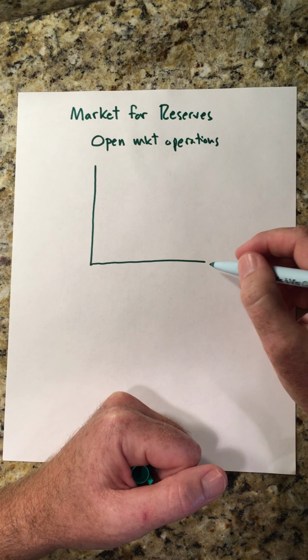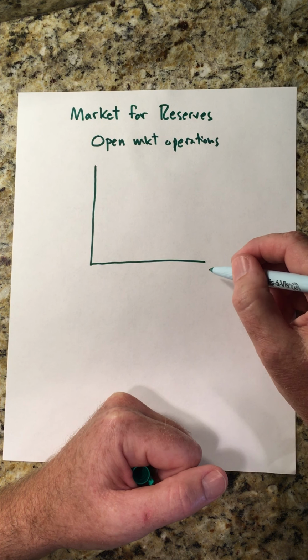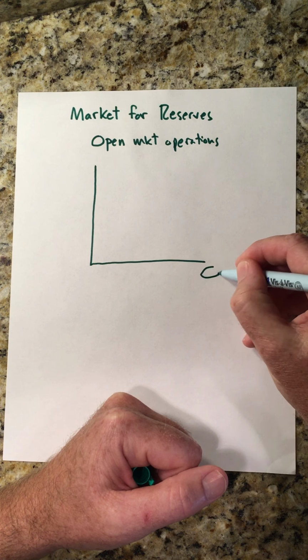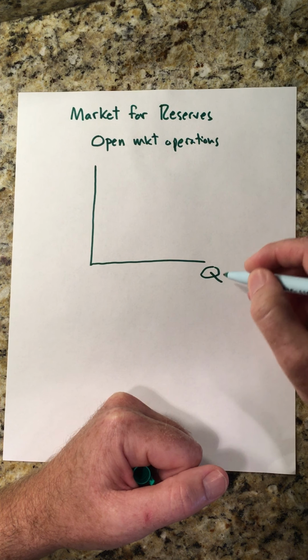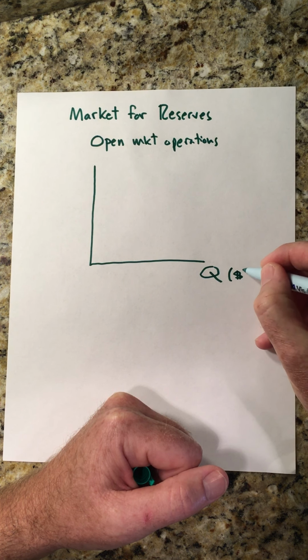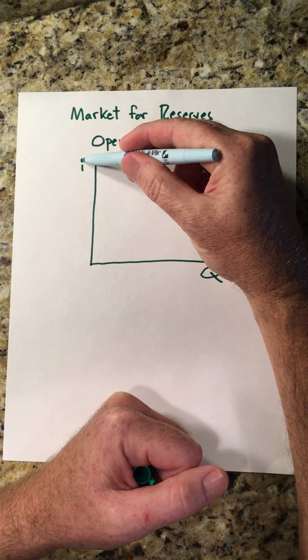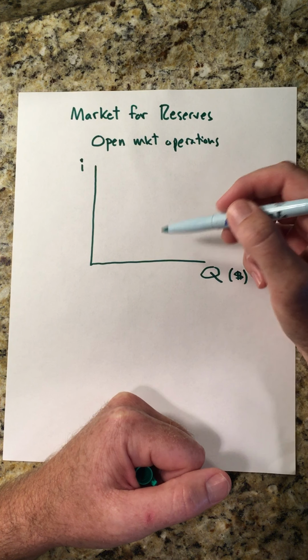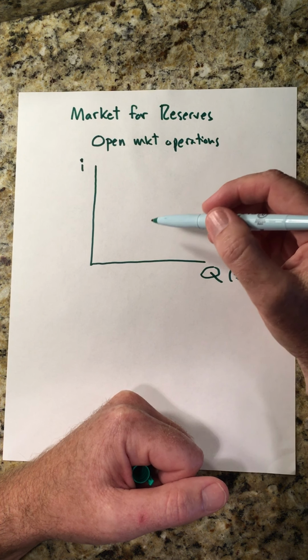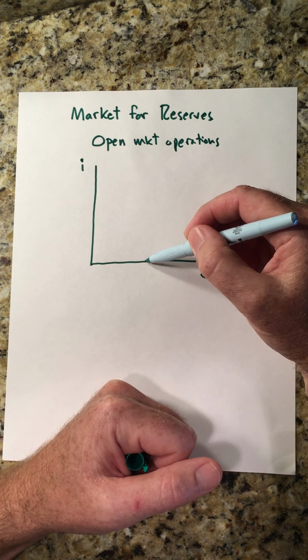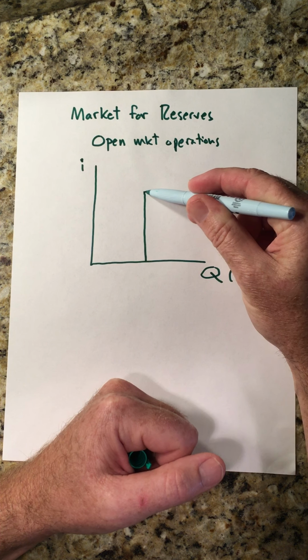What I have in mind here, as given in the posted notes, is a quantity of reserves on the horizontal axis, measured in dollars. And on the vertical axis, we put the interest rates. As discussed in the notes, there's a demand curve and supply curve that are given. For my supply curve, we have a curve that looks something like this.